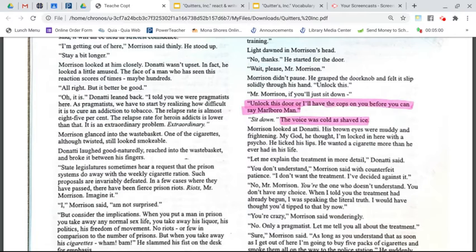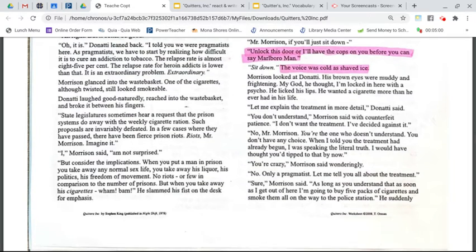Let me explain the treatment in more detail, Donati said. You don't understand, Morrison said with counterfeit patience. I don't want the treatment. I've decided against it. No, Mr. Morrison, you're the one who doesn't understand. You don't have any choice. When I told you the treatment had already begun, I was speaking the literal truth. I would have thought you'd tip that by now. You're crazy, Morrison said wonderingly. No, only a pragmatist. Let me tell you all about the treatment.